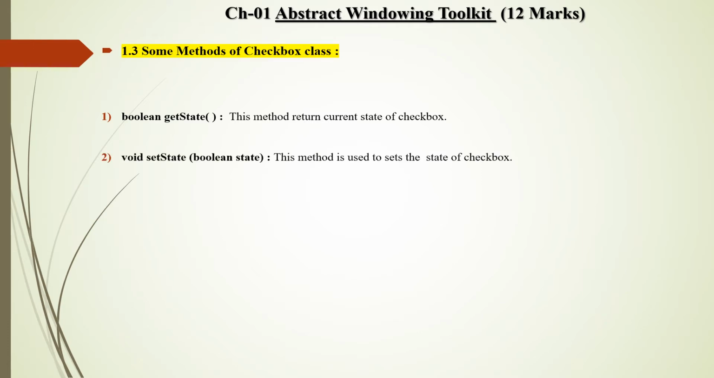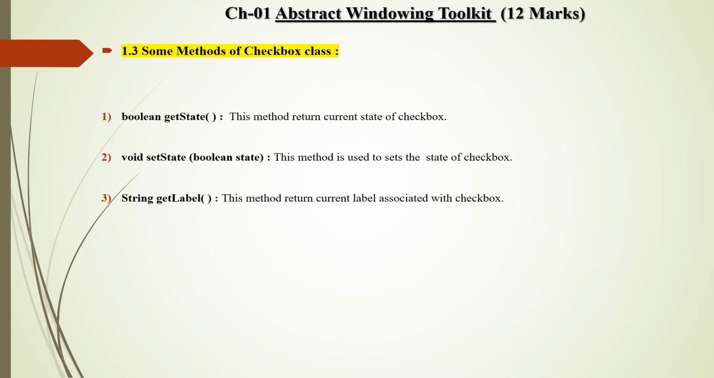Next method, setState. This method has one parameter, boolean state, either true or false, and this method returns no value, so the return type of this method is void. This method is used to set the state of the checkbox. You can set checked or unchecked by passing the value true or false.